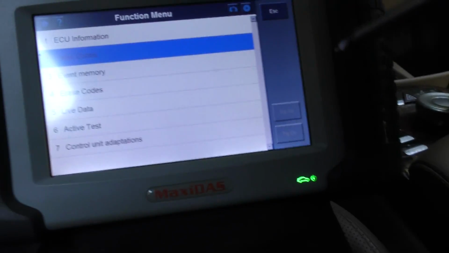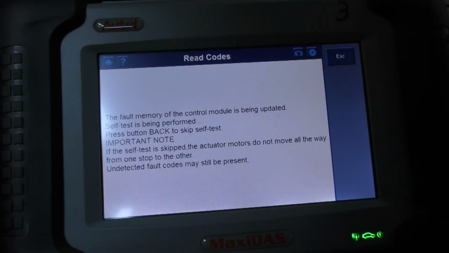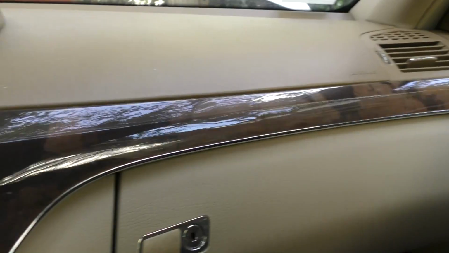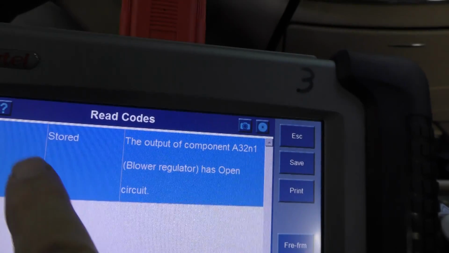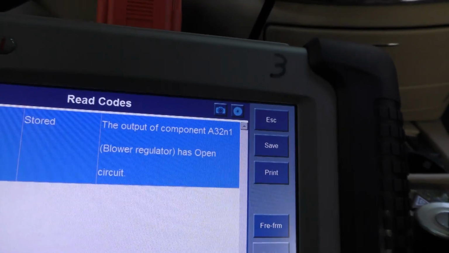Now I had to hook up this fancy scan tool and watch what happens when I push the read codes. You can hear all the computer running solenoids. All that noise is the computer running a whole bunch of tests to try to figure out what's wrong. And it comes out with a code that says the output of the blower regulator has an open circuit.